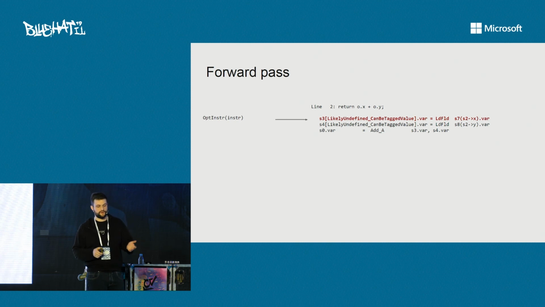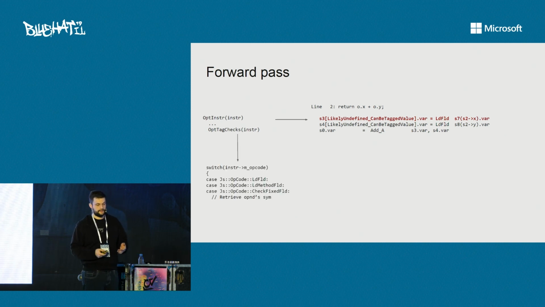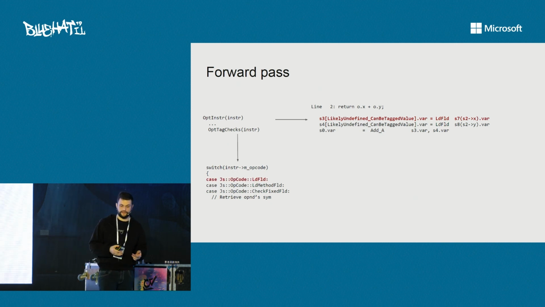And all the methods in the forward pass are only going to deal with a subset of all the IR instructions that exist. So you have switch statements everywhere. And one of those functions is called optimize tag checks. And if we look at the code, we'll see that we basically have a switch statement, and we have a case for when the opcode is a load field, which is what we're dealing with now. So that function will be able to do some things on that particular instruction.